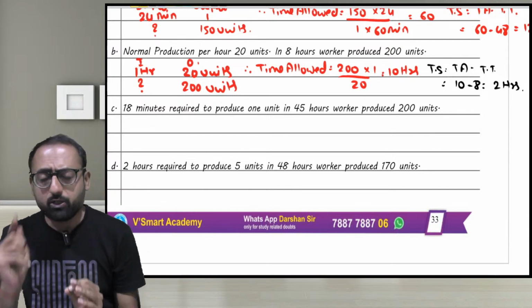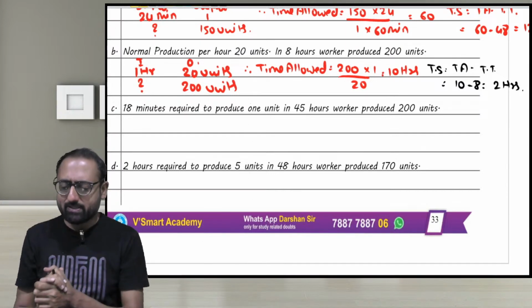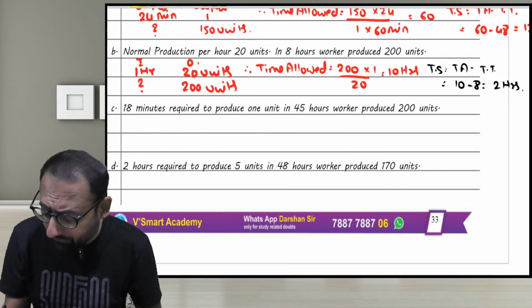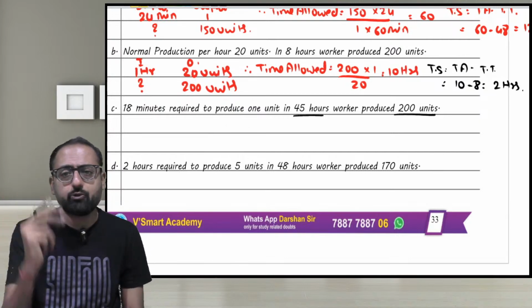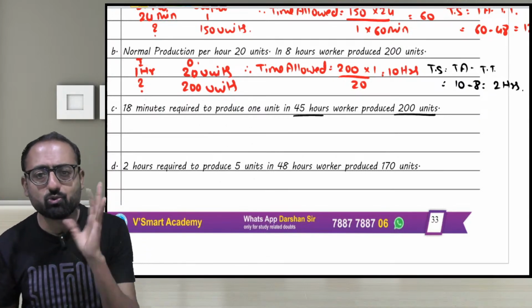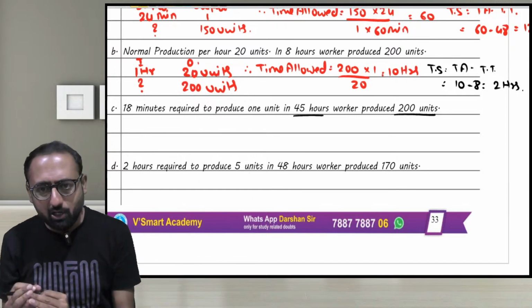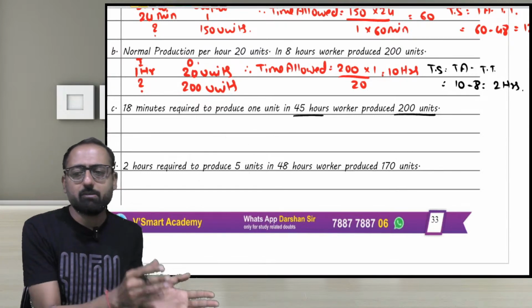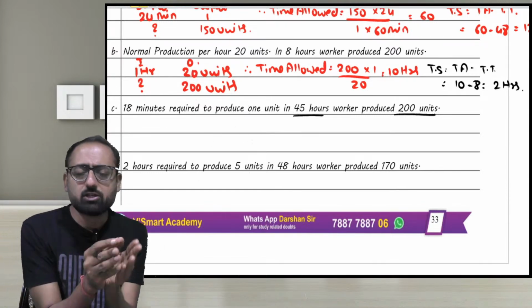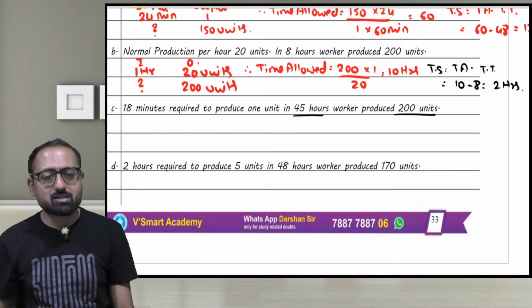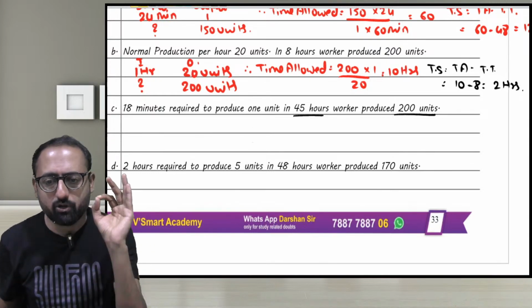18 minutes is required to produce 1 unit. Input output ratio it is given. In 45 hours a week, worker produced 200 units. Worker actually produced 200 units. So using input output ratio, quickly calculate the time allowed. And if you calculate the time allowed, immediately calculate the time saved. Next 20 seconds is yours. You'll have to answer quickly. I'm waiting for your answer for next 20 seconds.